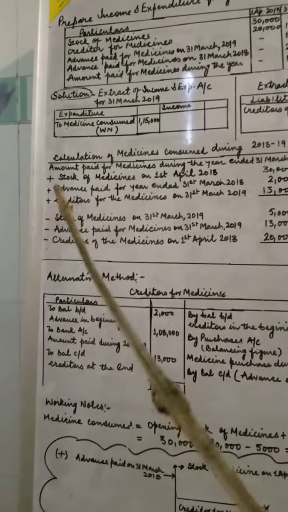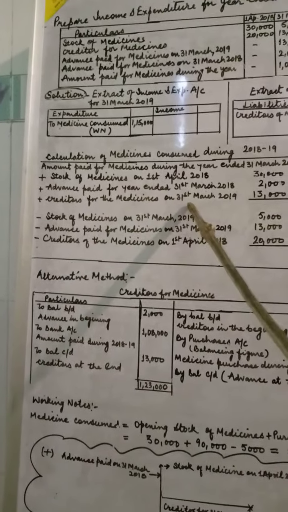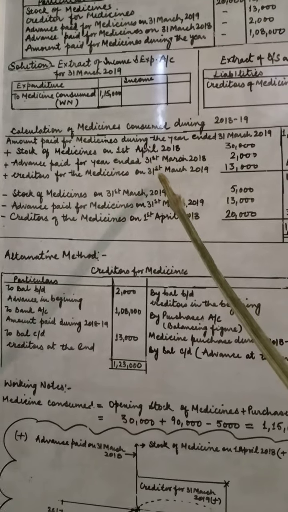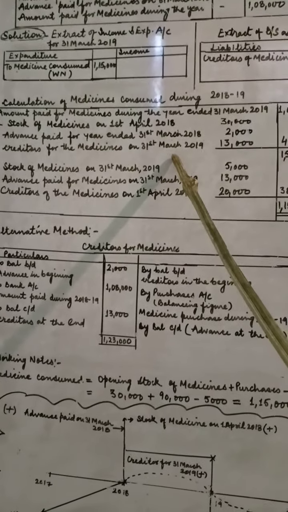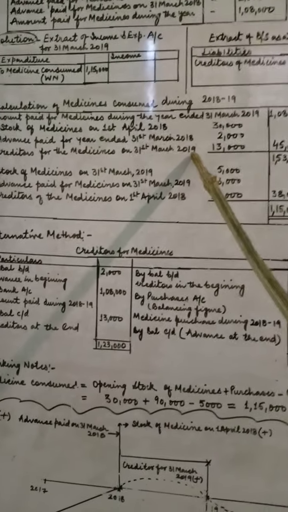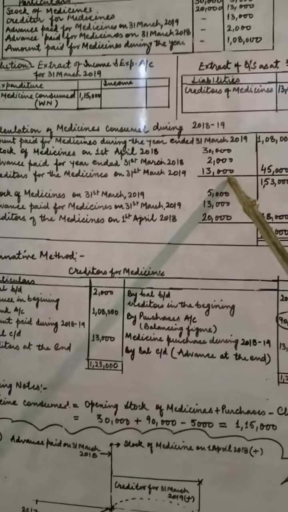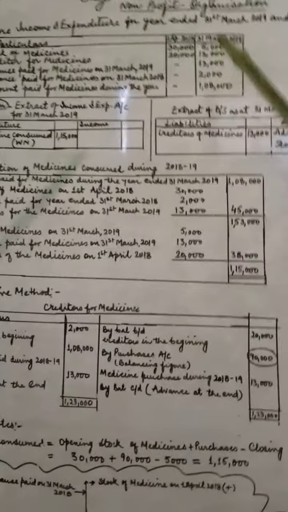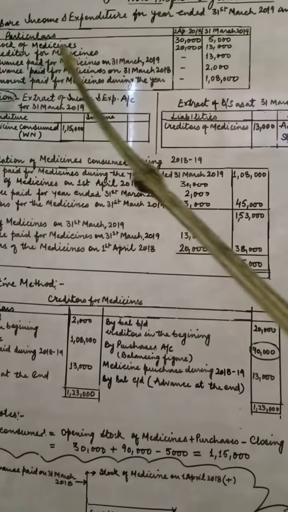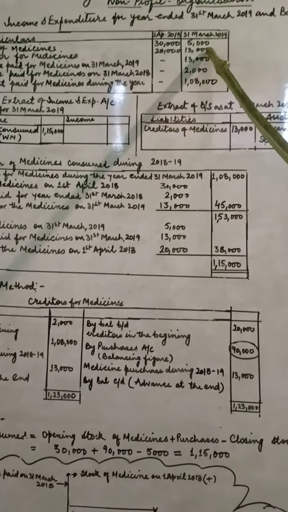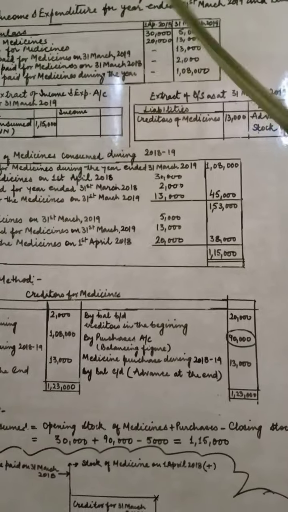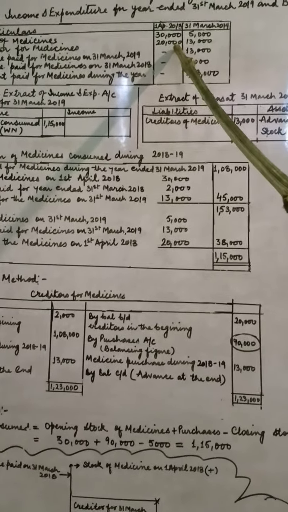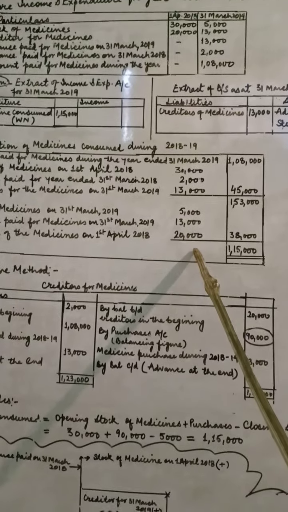And next is the creditor for the medicine on 31st March. Creditors for the medicine on 31st March is actually the creditor of this concerned year. So this 13,000 you will take as a minus here. Now see, creditor for the medicine for 2019 will be plus here, and creditor for the medicine for 2018 will be minus.